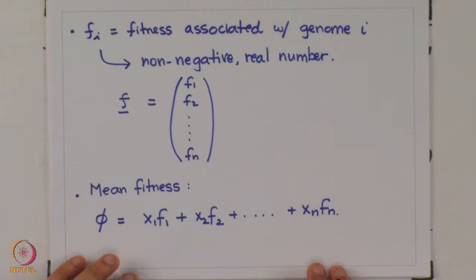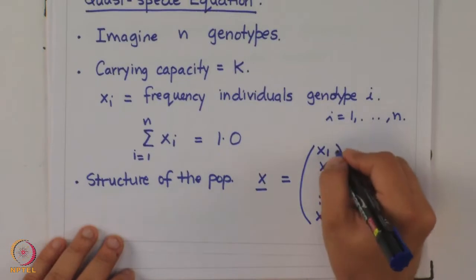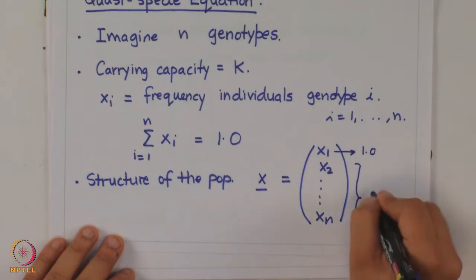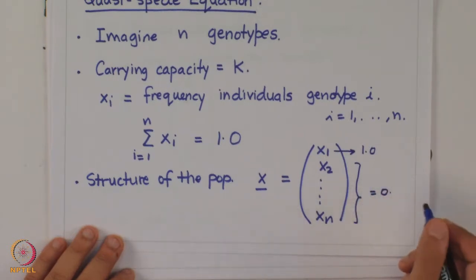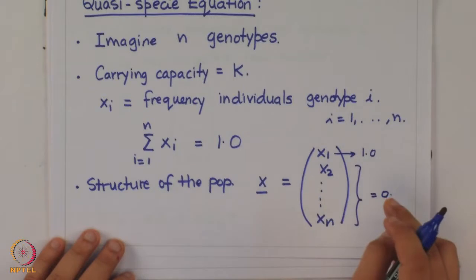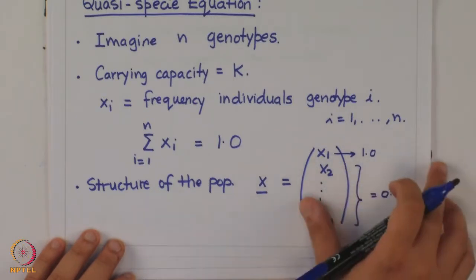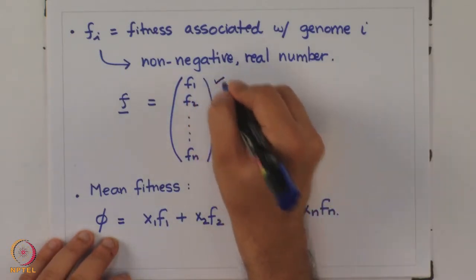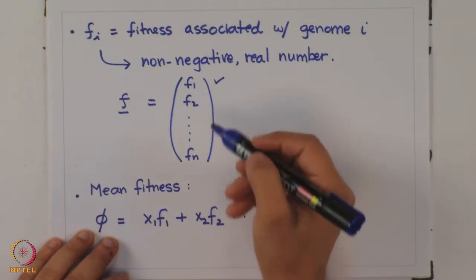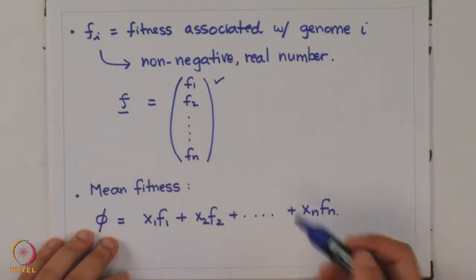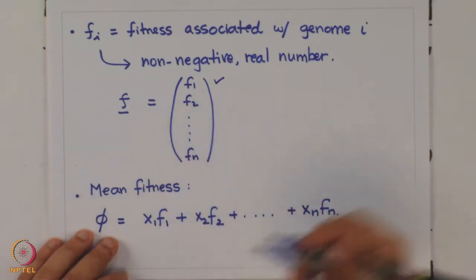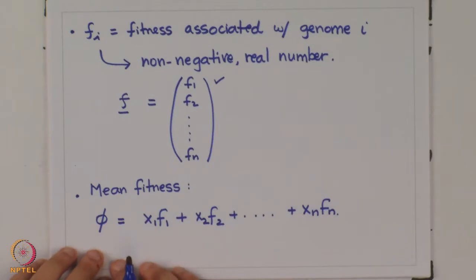You can do a sort of superficial check of this. Imagine that the structure of the population is such that x1 is equal to 1 and all the other xi's are equal to 0. If that is the case, what you are saying is that every single individual in the population belongs to genotype 1. That means every single individual in the population is at fitness f1 and there are no individuals which belong to fitness f2 to fn. If every individual in the population is at fitness f1, then obviously the mean fitness should also be equal to f1. And this formula gives us exactly that.